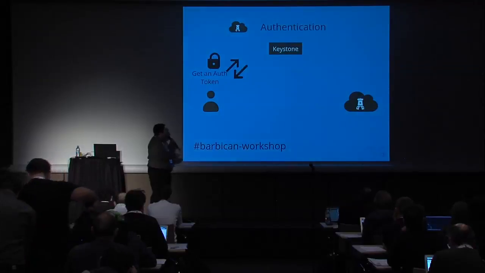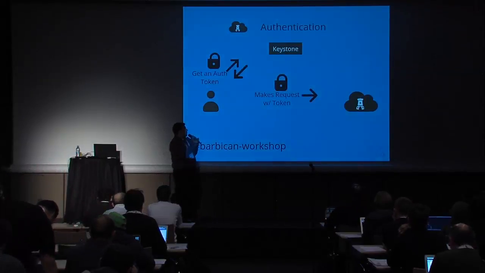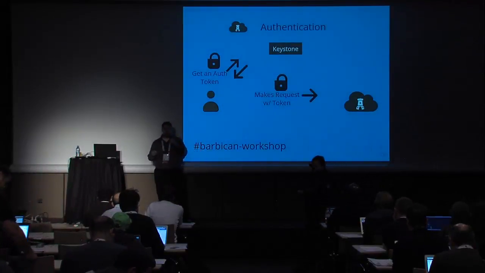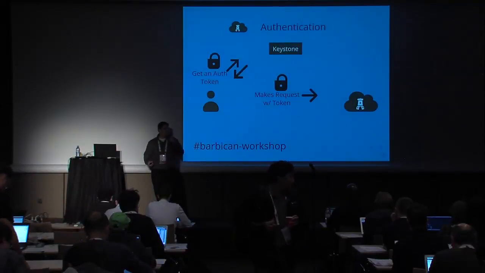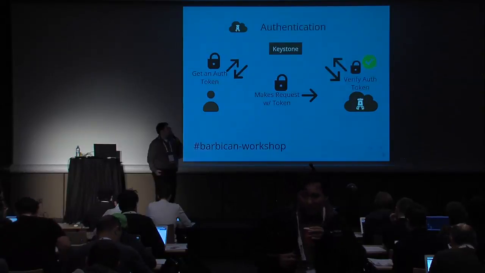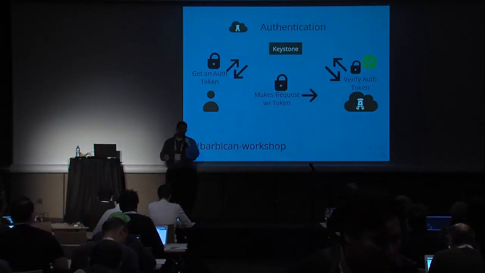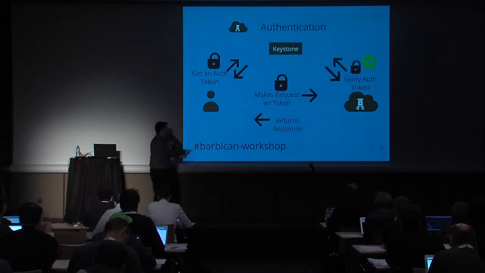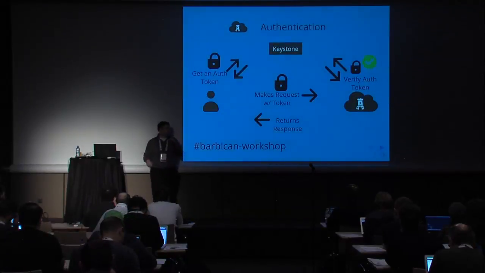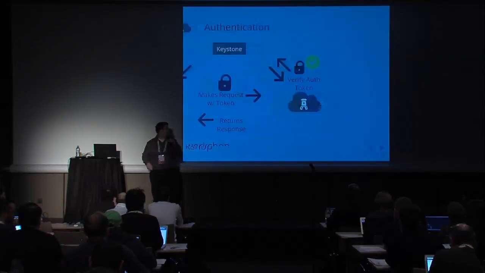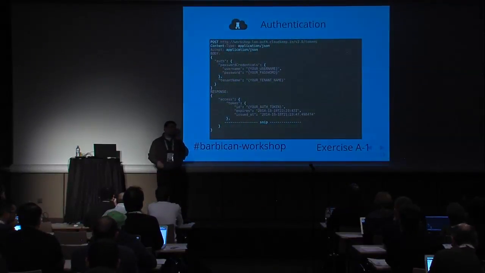From that point forward, the user makes a request to Barbican, whatever it may be, with the token included. Barbican then goes up to Keystone and verifies that the token is correct. If it is, it returns us the correct response. For anybody who's familiar with Keystone, this should look quite familiar. And we'll actually look at doing this in a second, like right now.